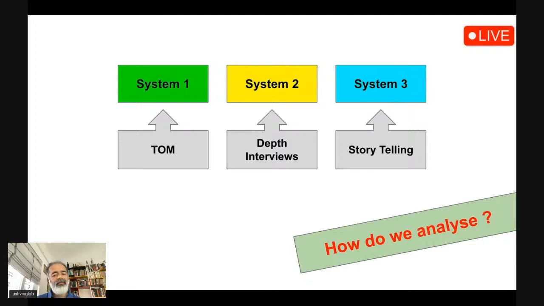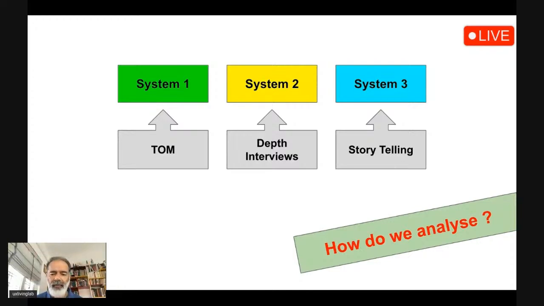Then system three is storytelling, because the consumer is visualizing a lot of things, how the usage will be, and whether it is useful for the future. These things the consumer is visualizing, so it's a story. So storytelling is the right option for analyzing system three. So when we divide these into system one, two, and three, we can apply top of mind, depth interviews, and storytelling. Because being a UX designer, you have to divide these three aspects.